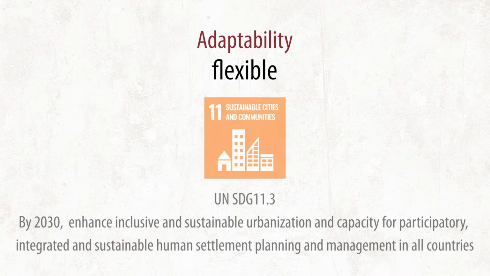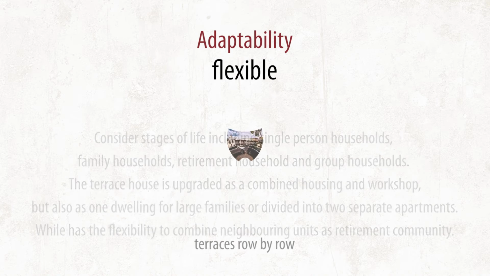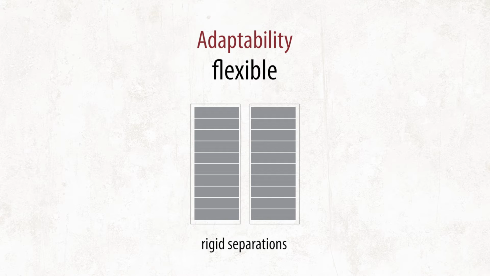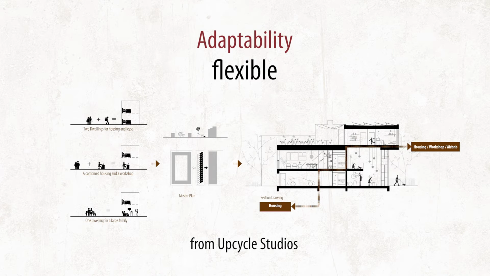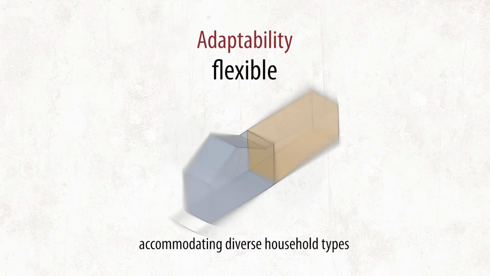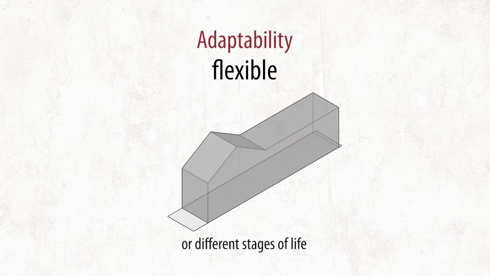Flexible housing responds to SDG 11.3 with the adaptability to all stages of life and increasing the connection of the community. Traditional terrace housing in Surry Hills stands one by one with long, narrow layouts, rigid and isolated. The case study inspires us with a new layout solution, drill key housing, which could easily be divided and shared as 2 apartments, 1 apartment and a workshop, or a single apartment for a large family, adapting to diverse household types or different stages of life.